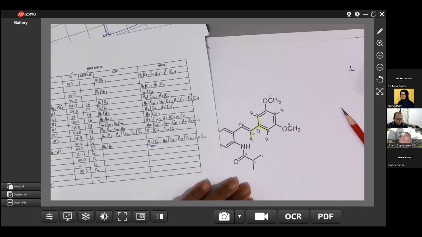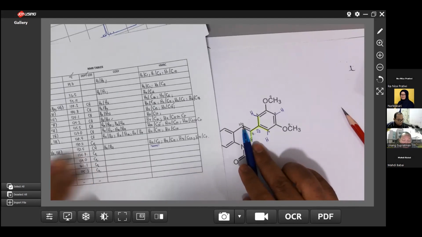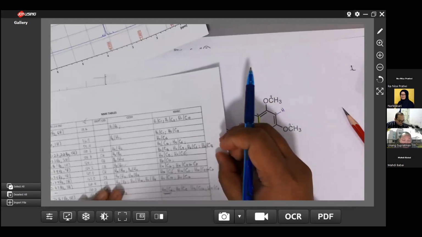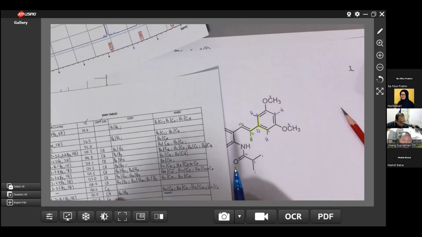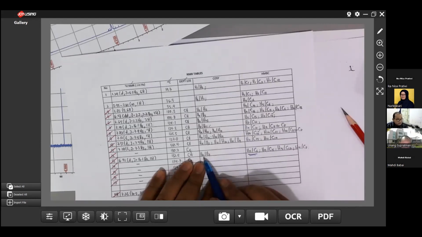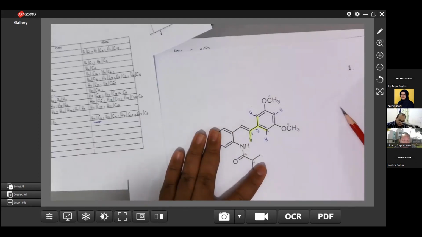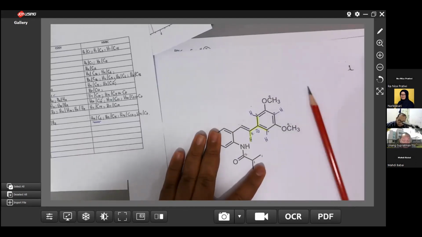Next, from the COSY, we can see 13 is neighboring with 7. So this one is number 7.